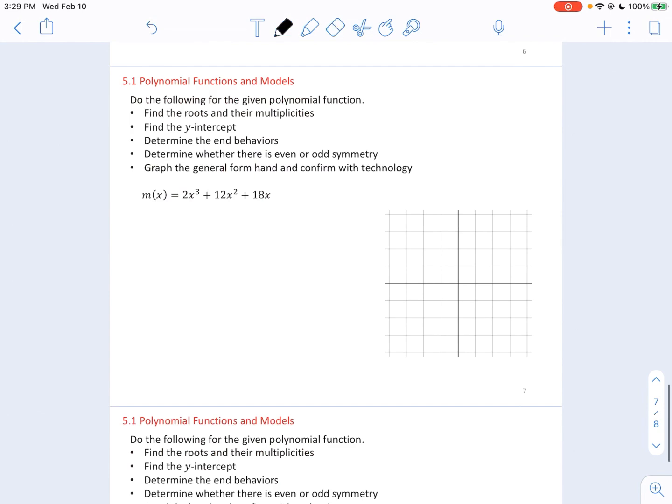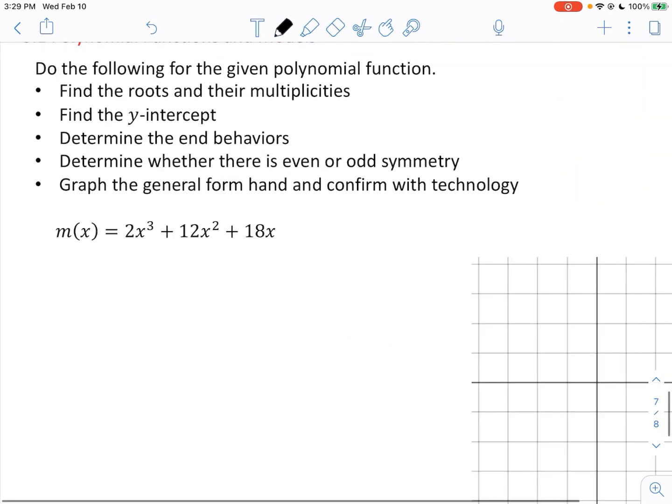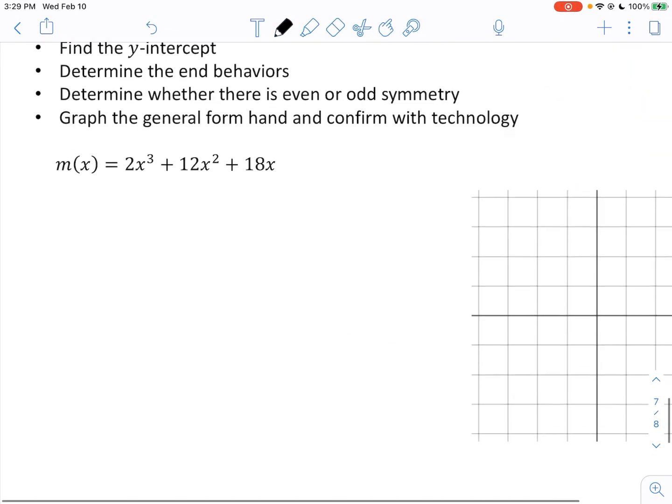Let's move to the next one. Similar, so this is presented in general form. We've got to do some factoring. Notice, again, there's no constant term here, so that means I can factor out x's. Also, all of these coefficients are even, so I could take a 2 and an x out. 2 is the leading coefficient in x factors. That leaves x squared plus 6x plus 9.